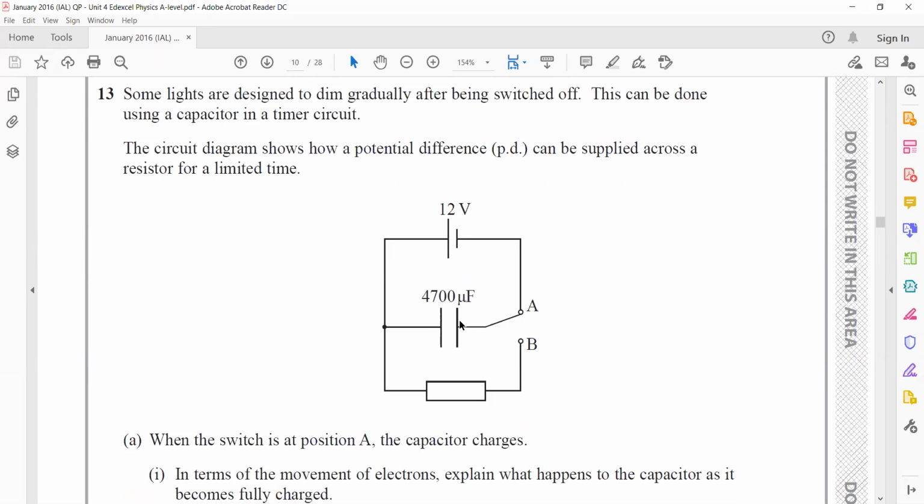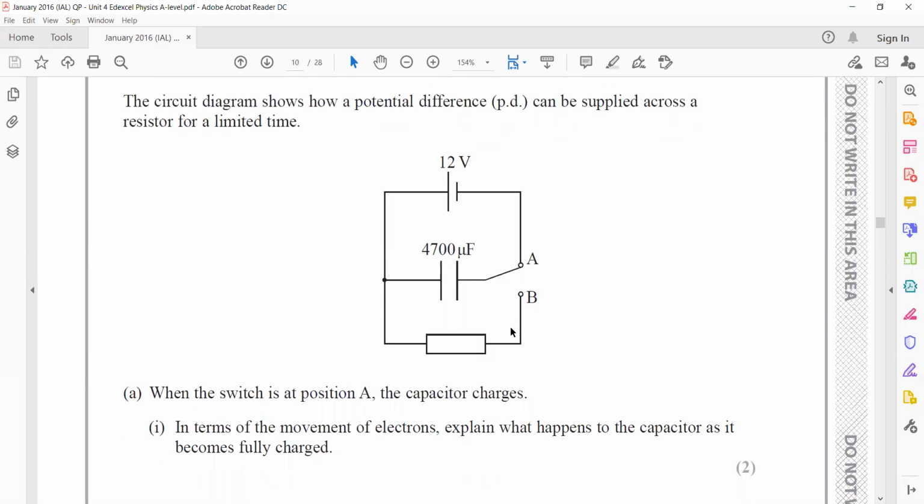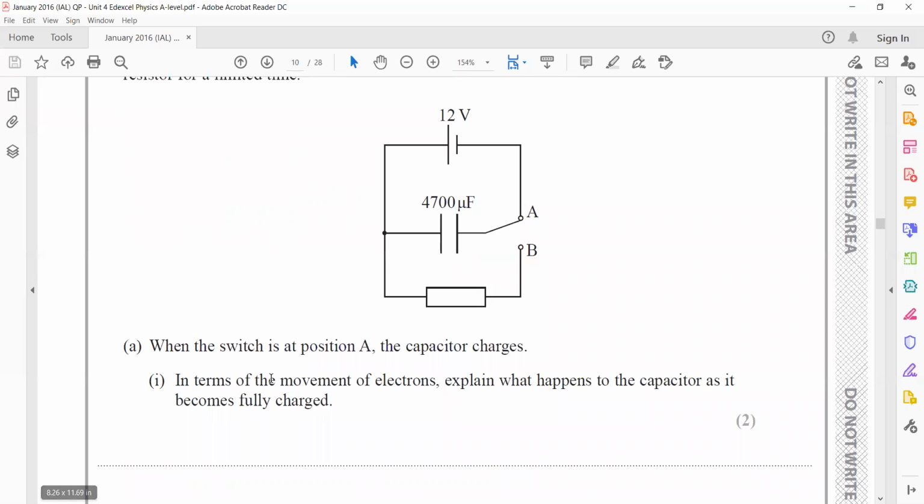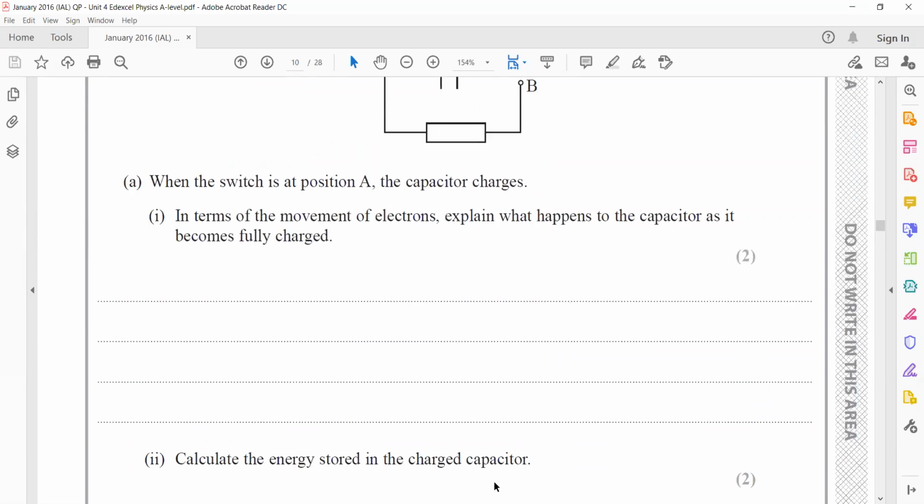At position A, the capacitor will charge, and at position B, the capacitor discharges. When the switch is at position A, the capacitor charges. In terms of movement of electrons, explain what happened to the capacitor as it becomes fully charged. So what happened to the capacitor as it becomes fully charged?